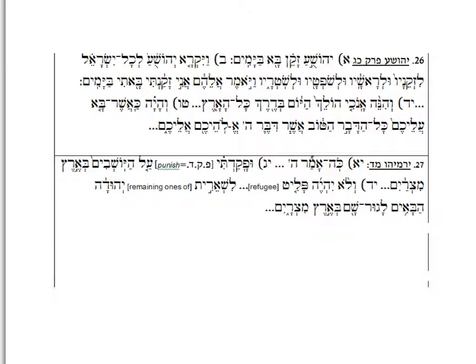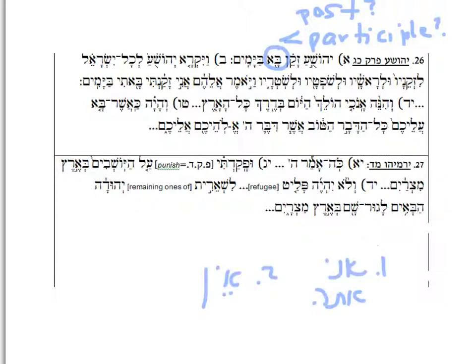So let's look at number 26. Yehoshua Zakin, Ba Bayamim. Okay? So Yehoshua was old, Ba Bayamim. So my question about Ba, is it past tense or is it a participle? So I look at my clues in the pasuk, right? I look for an ani or ata, and I see it's not there. I look for an ein, and there's no ein. I look for that hey prefix, meaning the. It's not there. So as a last resort, I look for the other verbs in the sentence.